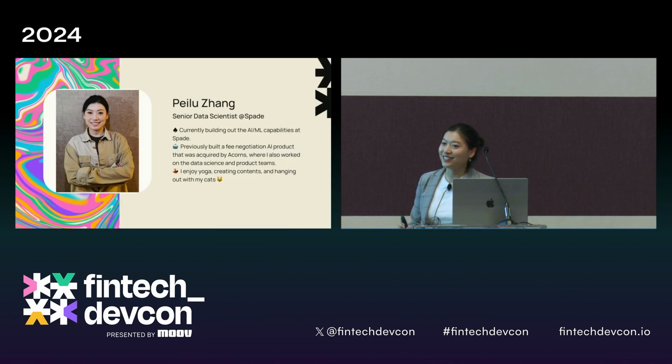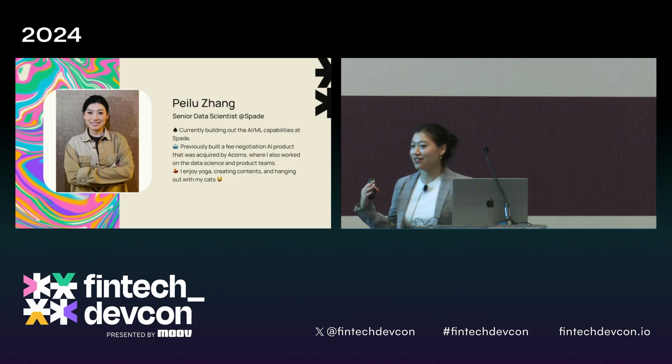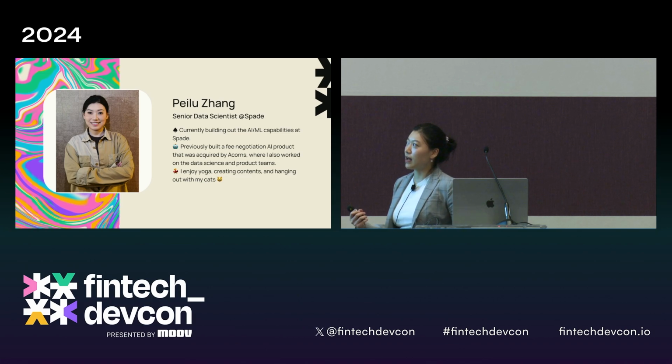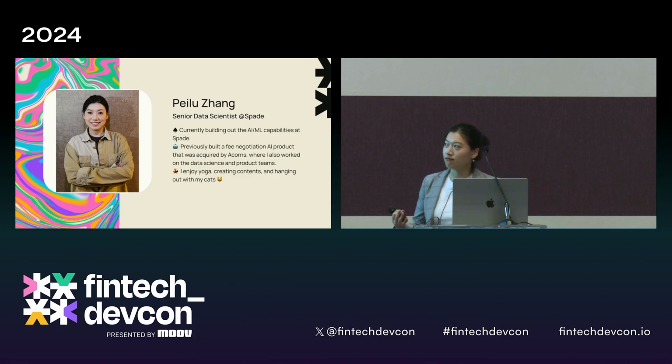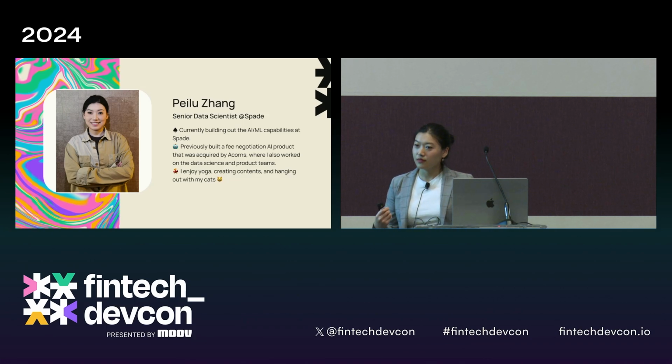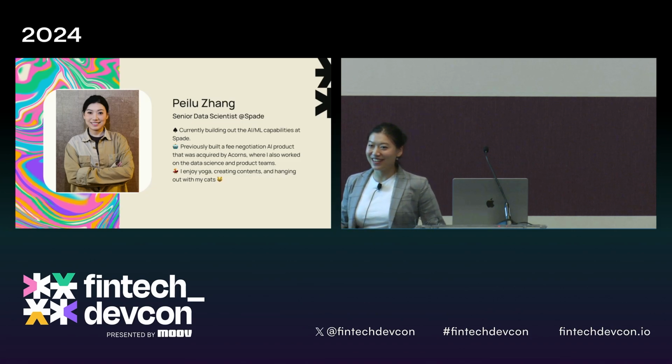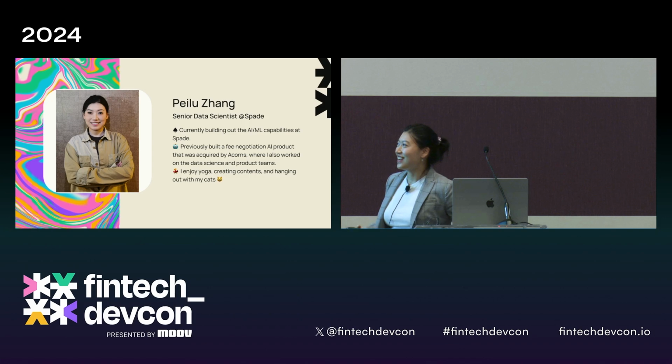All right, so first a little bit of self-introduction. My name is Peilu Zhang. I'm a senior data scientist at Spade, currently building out the AI and ML capacities there. Before Spade, I built a fee negotiation AI product for Harvest that was acquired by Acorns, where I also worked on the data science and product team for almost 3 years. Personally, I enjoy yoga, creating content, and hanging out with my cats. So that's me. We can talk about anything that's mentioned here if you come and say hi.